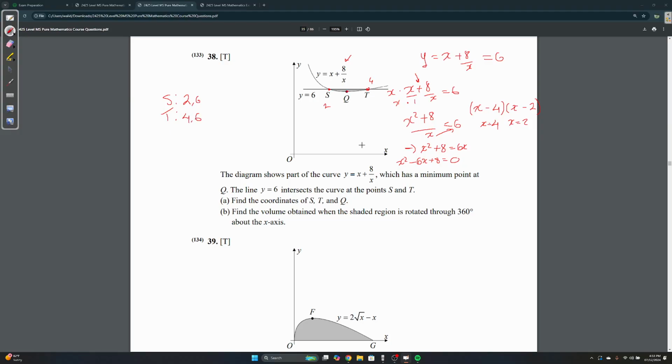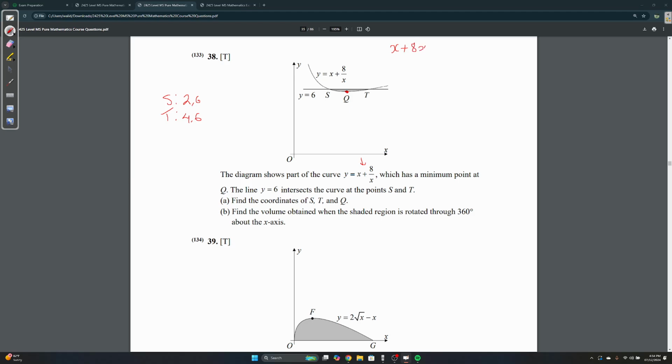How about Q? It's given that Q is the minimum point. What does minimum point mean? It's the local minimum, and it's a turning point, right? It's a stationary point. How do you find the stationary point of any curve? You have to differentiate. How do you differentiate x plus 8 over x? Actually, let's rewrite it in a way that we can differentiate, like this. What's the derivative of this?